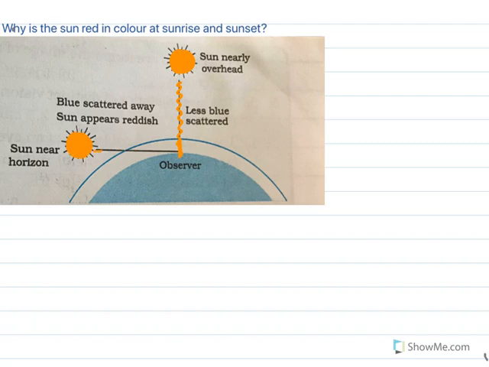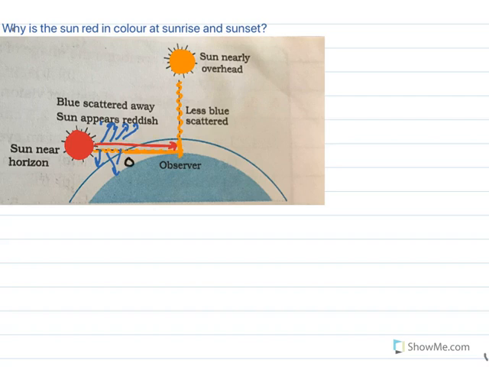now the sunlight travels a larger distance through the atmosphere, much larger. And because of this, it's only the red light that reaches our eyes. The blue light gets scattered, while it's only the red light, because it travels the fastest and travels the furthest, that reaches our eyes, and hence for us the sun appears red in color.